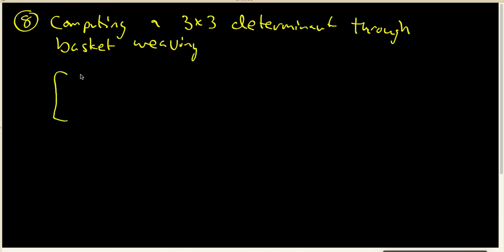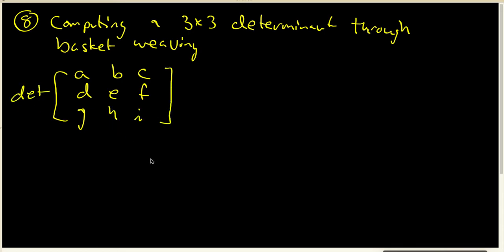If I have a determinant, and I'm just going to call it A, B, C, D, E, F, G, H, I, the determinant of this 3 by 3 matrix can be found in the following way. The first thing is we're going to look at the product of the main diagonal, so that is AEI, plus the product of this thing, which is called a diagonal, BFG. And then a final positive diagonal, which is made up of C, D, and H.